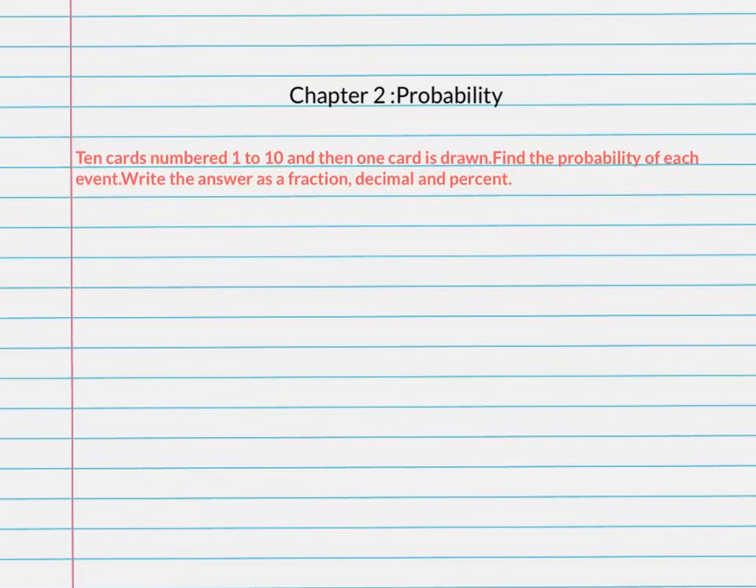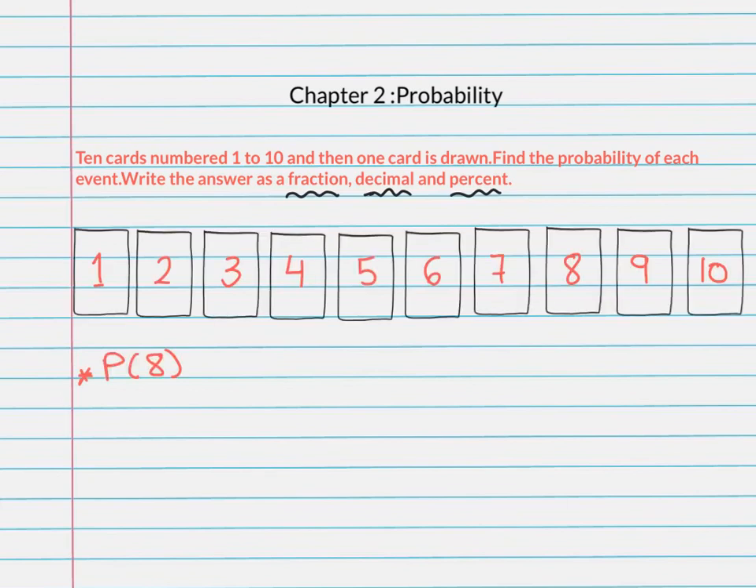So 10 cards numbered 1 to 10, and then one card is drawn. Find the probability of each event. We are going to write the answer as a fraction, as a decimal, and as a percent. When you have such a question, the first thing you have to do is model it or sketch a diagram that represents the 10 cards. We need the probability of card number 8. Remember when I told you step number 1 is always write the total in front of you. So the total here is the total number of cards.